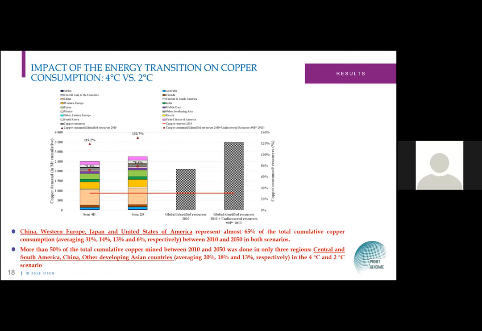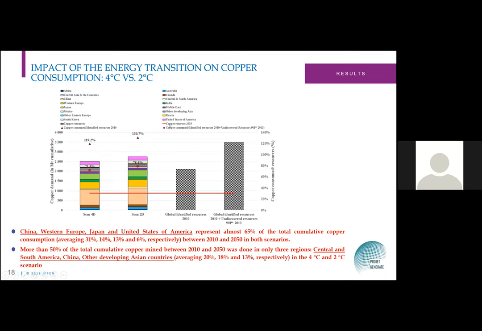From another perspective, at the consumption side, considering the previous graph we just saw, here we are presenting the evolution of the cumulative copper demand. So we have the same graph: the identified resources, the cumulative copper demand, and the indicator we use here is the ratio between the cumulative copper consumed and the resources. It shows the importance of secondary production in the copper demand. That's why we wanted to present this graph.